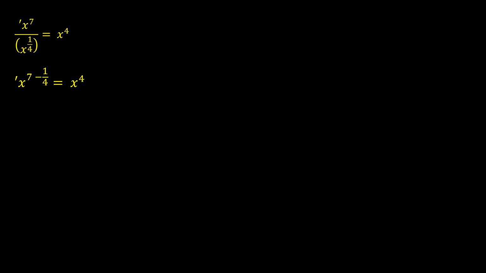Apply the quotient rule of exponents. Remember, dividing exponents with the same base requires subtracting the powers. So x to the power of 7 minus 1/4 equals x to the power of 4.